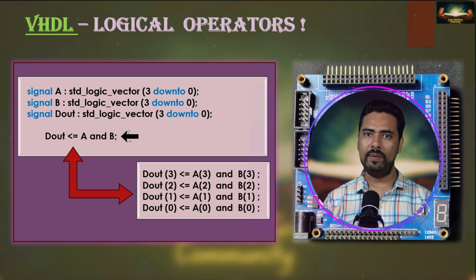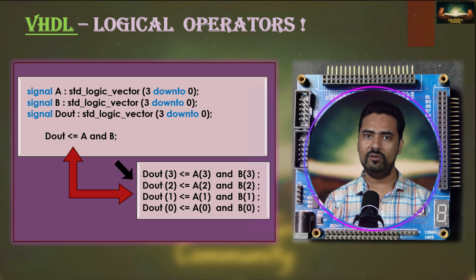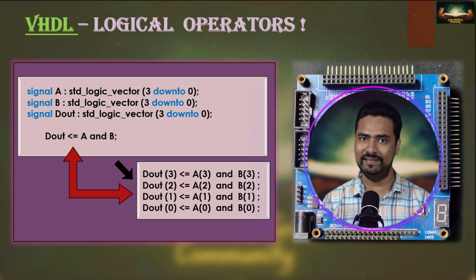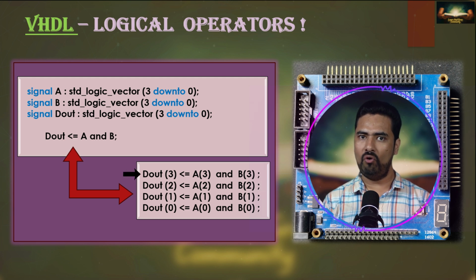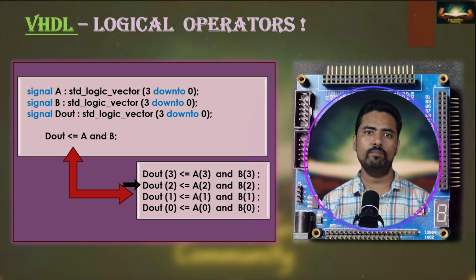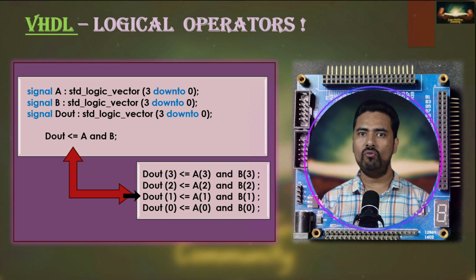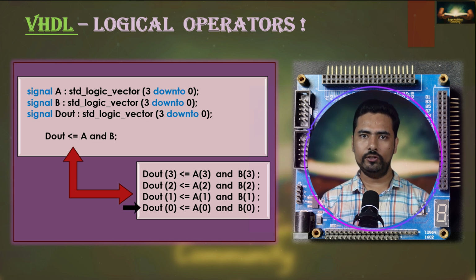So this single statement will give you exactly the same results as when you are doing the logical AND operation for the individual bits of these signals. It means if you write it 4 times for the individual bits, like D_out(3) gets the value of A3 and B3, semicolon, D_out(2) gets the value of A2 and B2, semicolon, D_out(1) gets the value of A1 and B1, semicolon, D_out(0) gets the value of A0 and B0, semicolon. So both statements are doing the same job here.